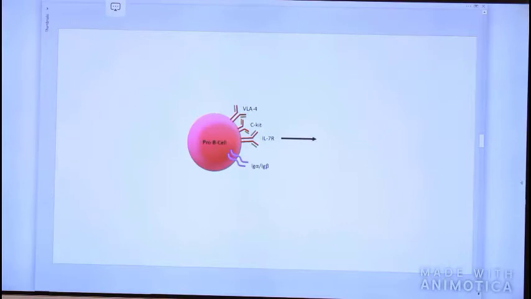Stage 3. The pro-B cells develop into immature B cells with the expression of IgM on the surface of the cell. IgM and the co-receptors Ig-alpha and Ig-beta together are called the B cell receptor.